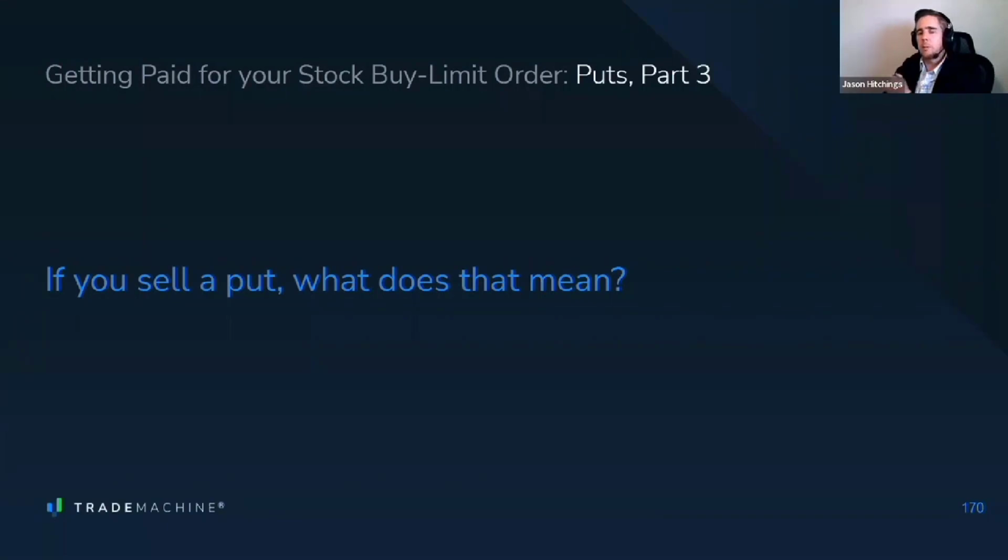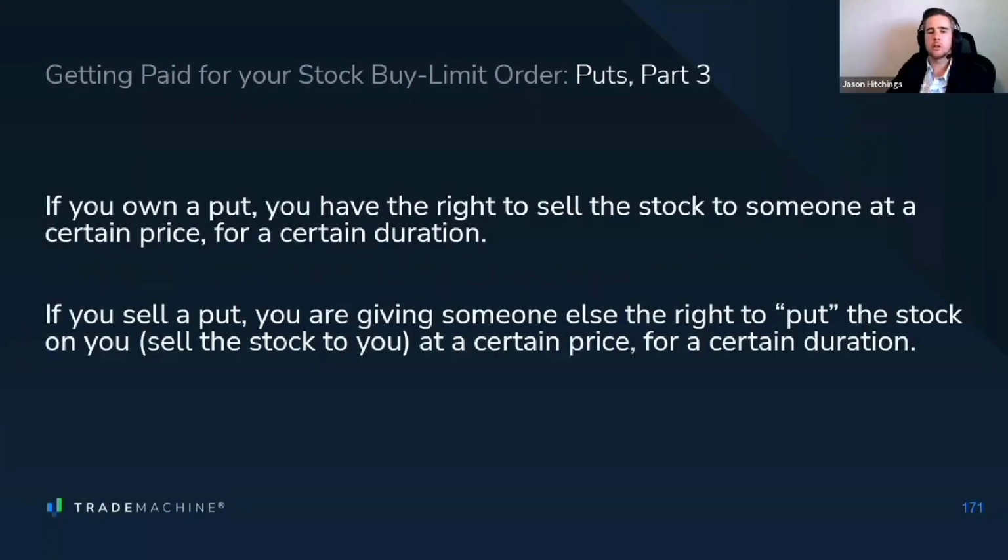If you buy a put, you have the right to sell stock to someone at a certain amount for a certain amount of time. When you sell a put, that gets reversed. You're giving someone else the right to put their stock on you at a certain price for a certain amount of time. So you're obligating yourself to buy it from someone if they tell you to buy it, at the price you've agreed on.